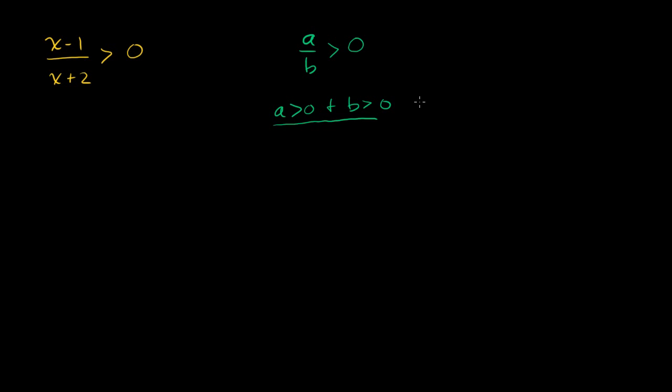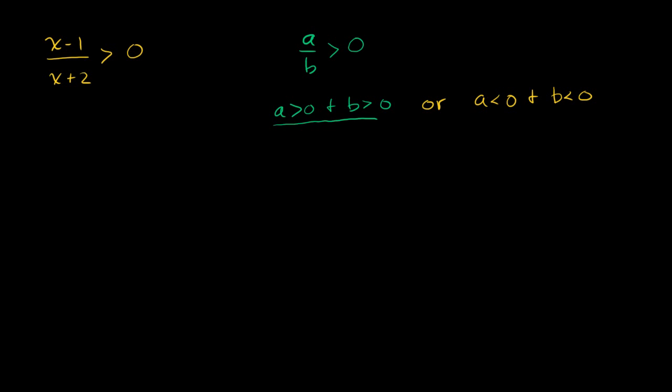Or we could have the situation where we have a negative divided by a negative. If we have the same sign divided by the same sign, we're also going to be positive. So or a is less than 0 and b is less than 0. So whenever you have any type of rational expression like this being greater than 0, there's two situations in which it'll be true. The numerator and the denominator are both greater than 0, or they're both less than 0. So let's remember that and actually do this problem.